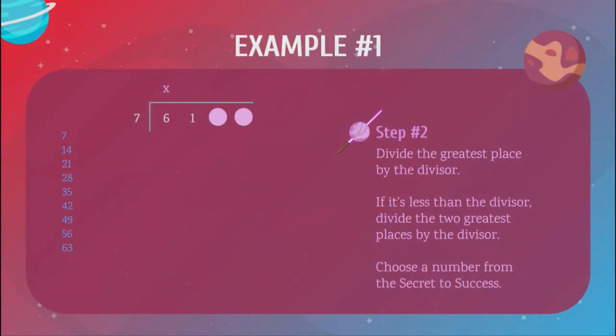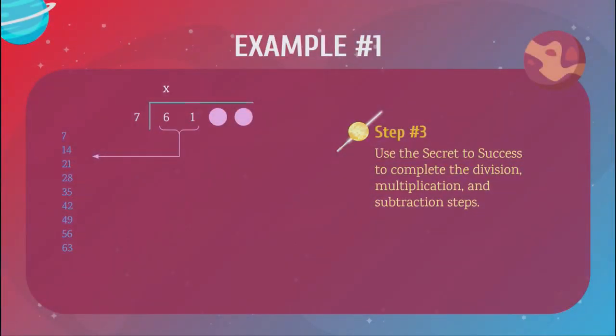Step 2, we're going to divide the greatest place by the divisor. Now, if it's less than the divisor, and you can see in this example it is, 6 is less than 7, then we will divide the two greatest places by the divisor. And we'll choose a number from the secret to success. Step 3, we're going to use the secret to success to complete the division, the multiplication, and the subtraction steps.